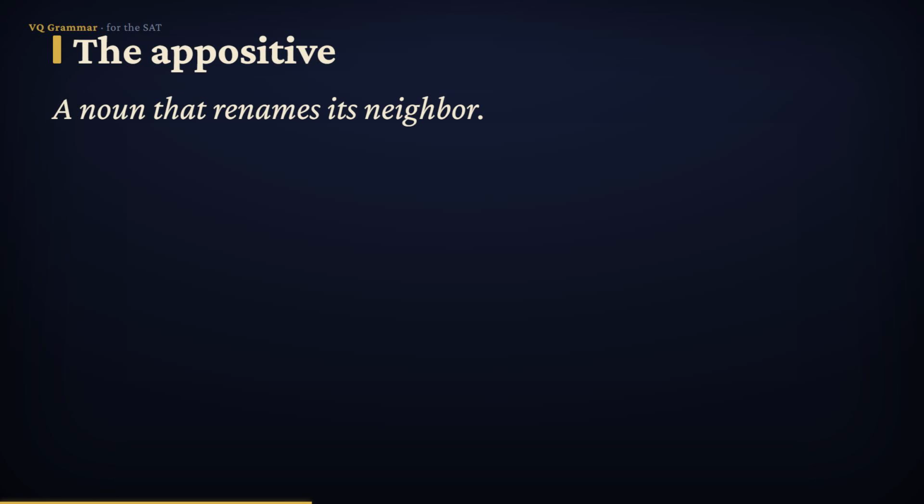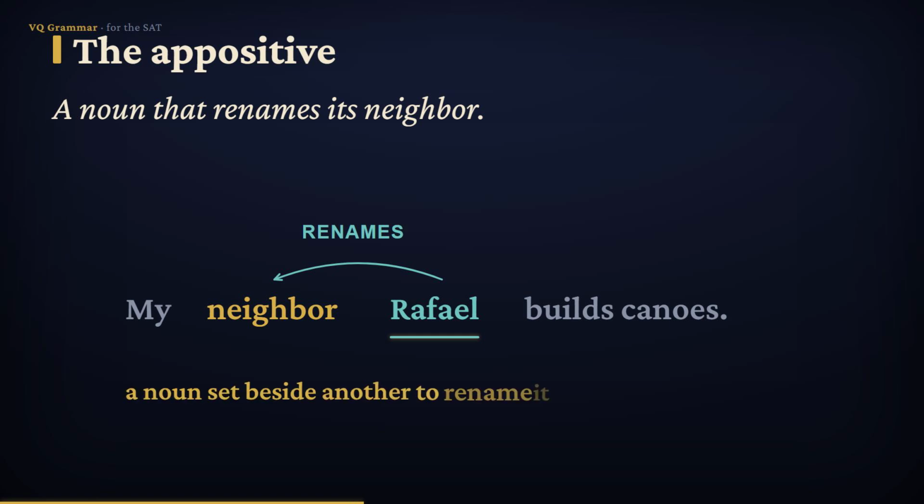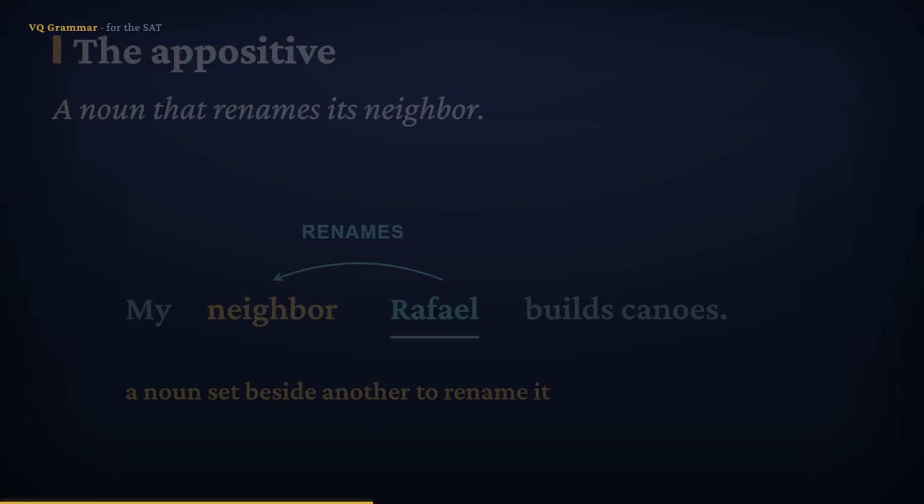Now a different structure, the appositive. An appositive is a noun or pronoun placed right beside another noun to identify or explain it. My neighbor Rafael builds canoes. Rafael sits right beside neighbor and tells us exactly which neighbor. It identifies him. That's an appositive, a noun set next to another noun to rename or pin down its meaning.